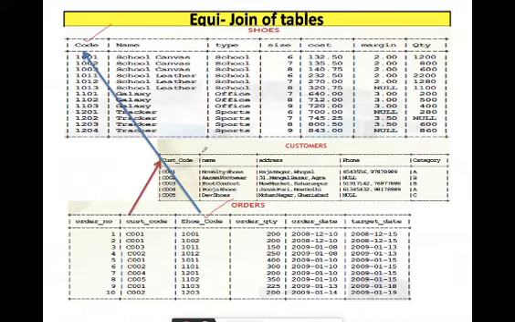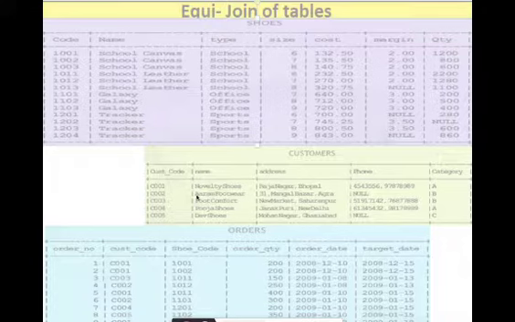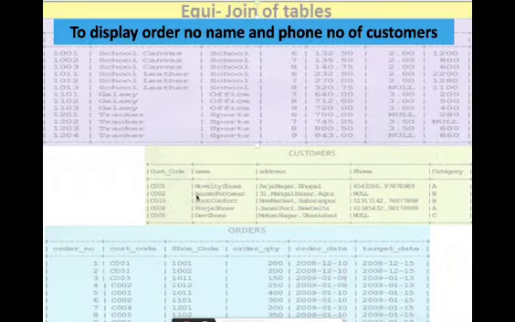So common column we have found out by looking into the content. If you see, the data in this and data in this, they are same. Data in this and data in this are same. So here we found that there is a common column between the tables. Now let us see one practical example.